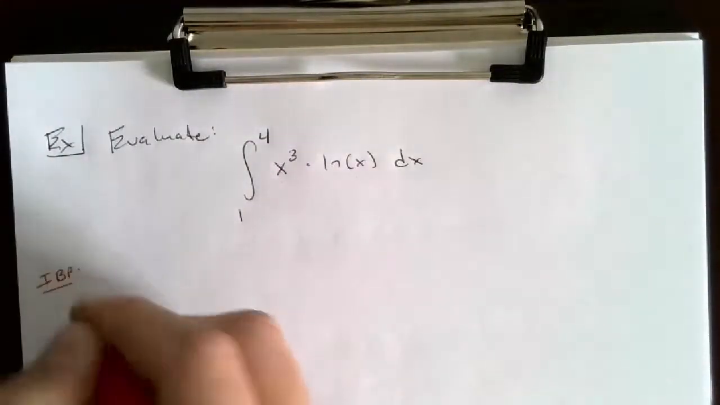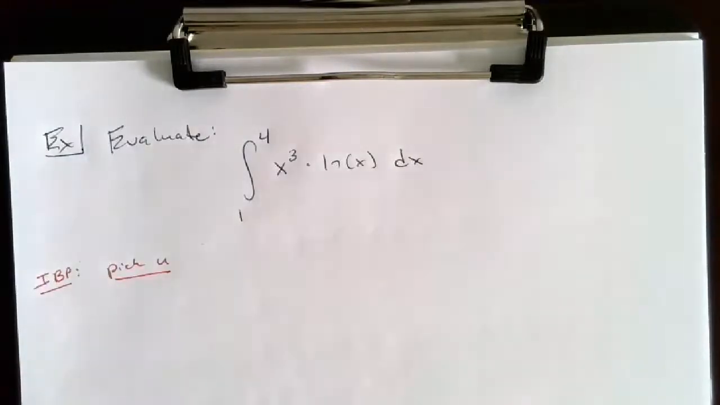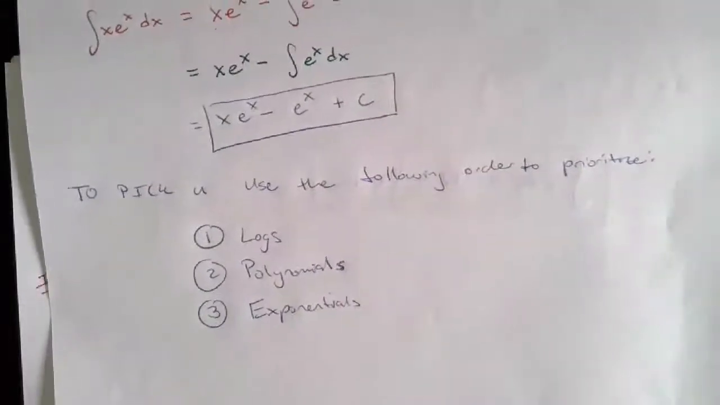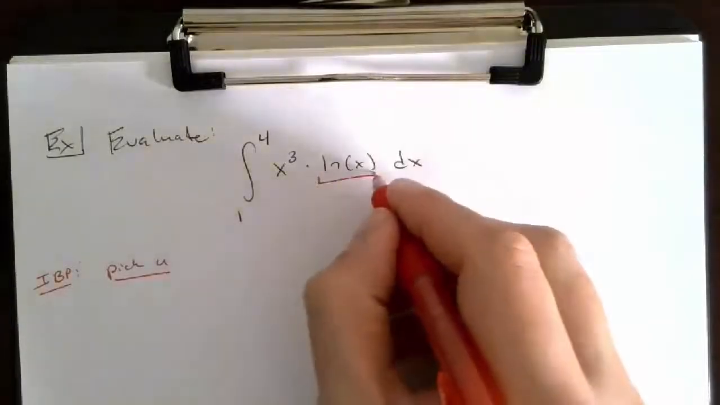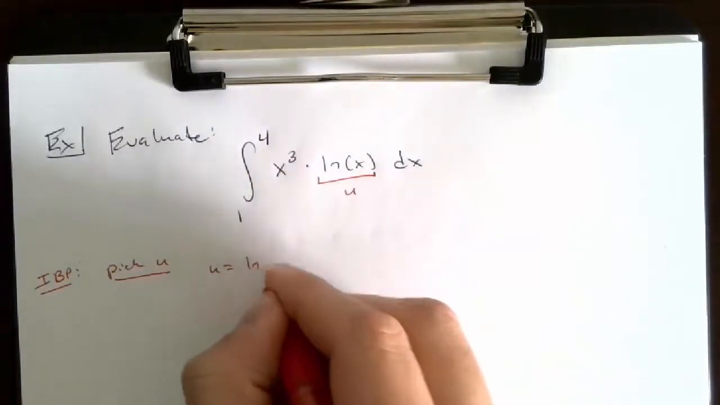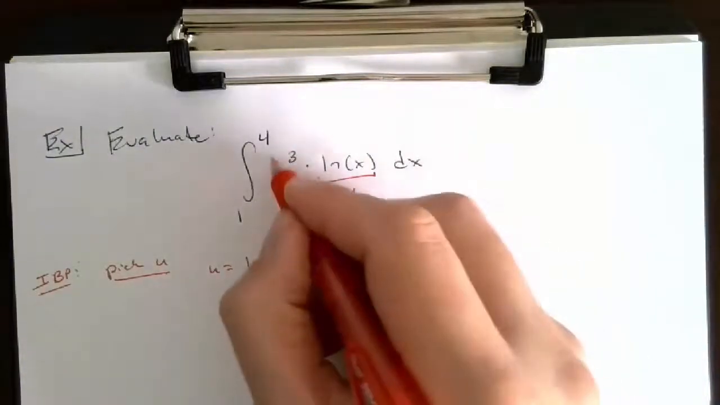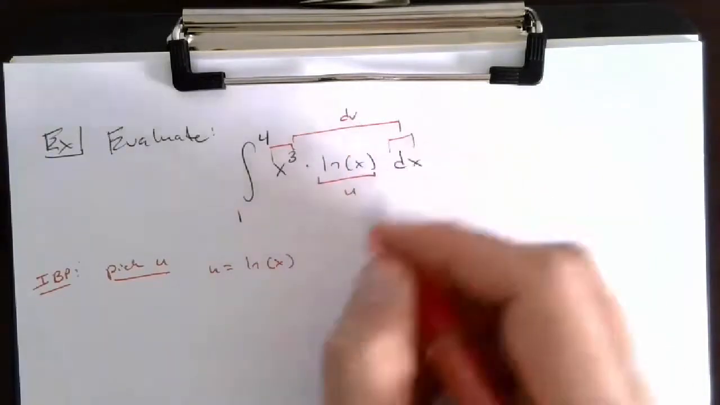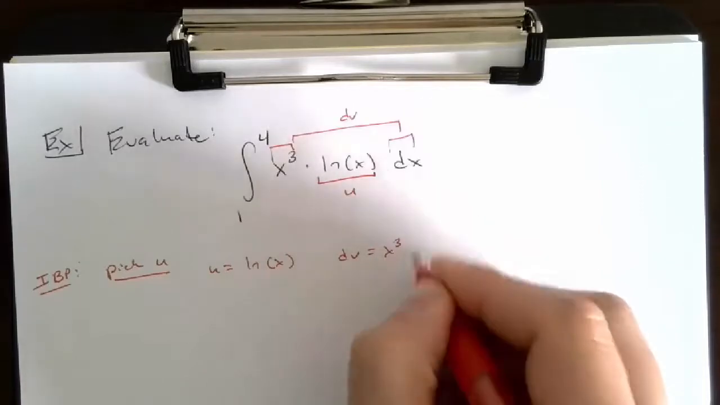So we try integration by parts, and to do that we pick u. To pick u in this case, remember our priority was logs, then polynomials, then exponentials. So you start by saying, are there any logs? Well, in this case, yeah, there is, natural log of x. So you let that be u. So u equals natural log of x. And remember, if u equals this, then dv is everything else. Remember, these are placeholders, u and dv. So dv is everything else. So dv is equal to x to the third dx.